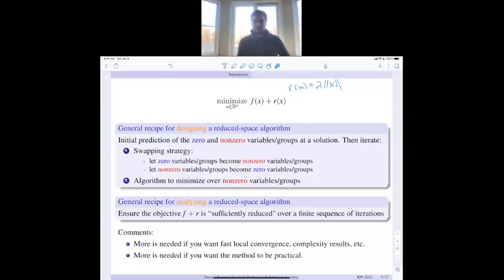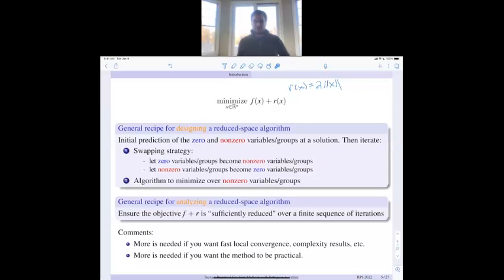And the other key component is the algorithm that we actually use to minimize over the non-zero variables. Even if I, at some point, identify completely correctly which are the 0 or non-zero variables or groups, I still need some good algorithm to minimize over those variables that are actually non-zero. I need to find out what their optimal non-zero values are. Okay, so that's the basic idea that goes into designing these algorithms.